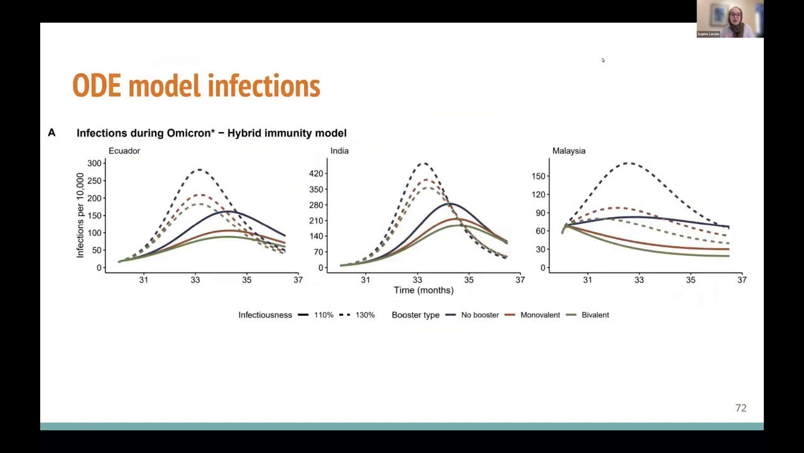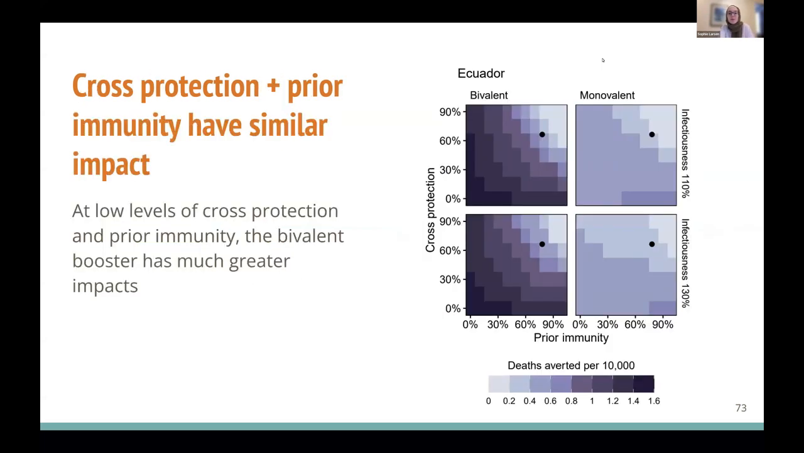And what we see is that the infections in the ODE model are projected to be a little bit higher, but the trends are similar in general. Implementing a monovalent and a bivalent booster can avert quite a bit of the peak that you would see in a no booster scenario.